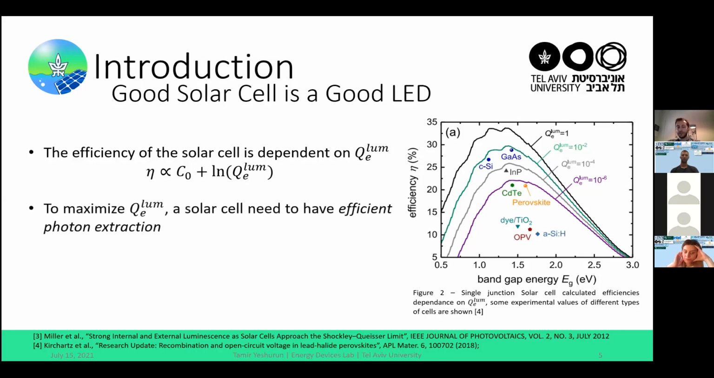Something that is a little bit counterintuitive sometimes is that a good solar cell needs to have efficient photon extraction. So some people say that a good solar cell is also a good LED. You can say a great solar cell comes with a great photoluminescence.